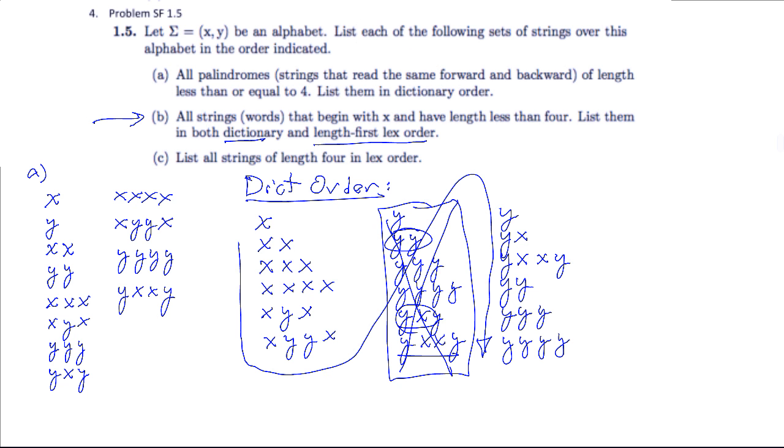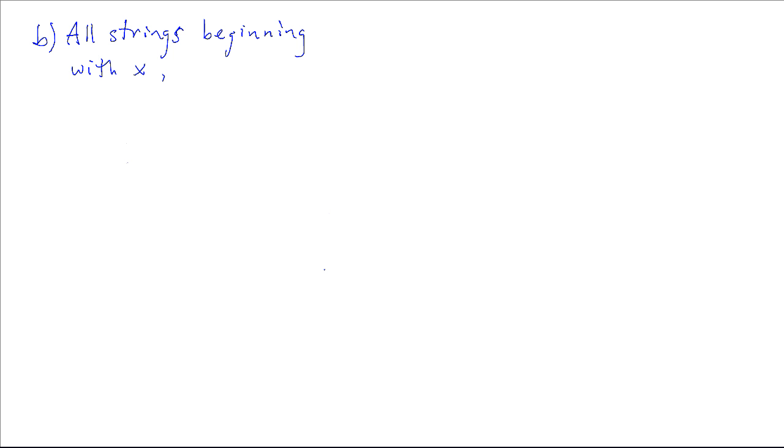So I'm going to go to a new page. And first of all, I'm going to list all the strings. For part B, I'm looking for all strings beginning with X, length less than 4. Okay, first of all, I'm going to list them all here.